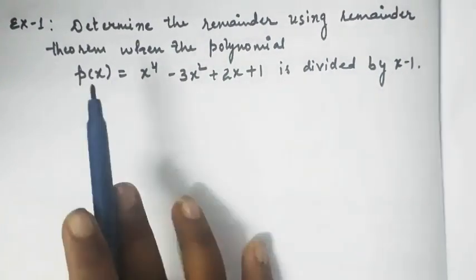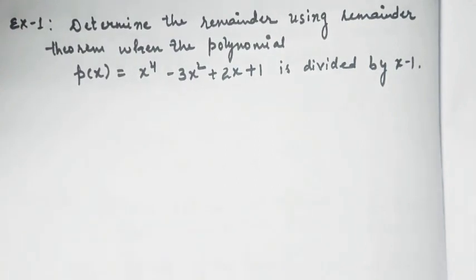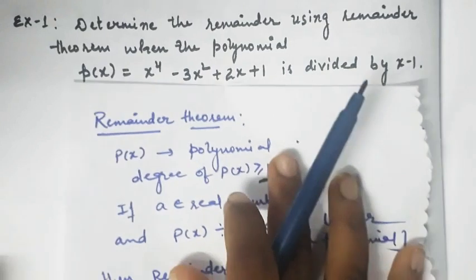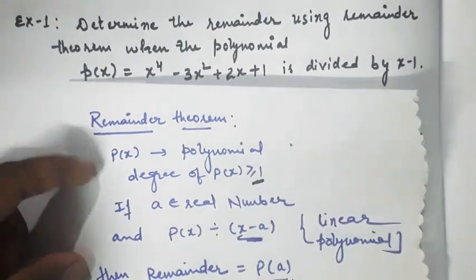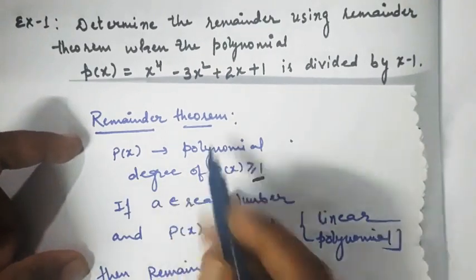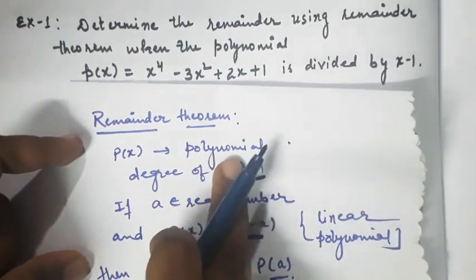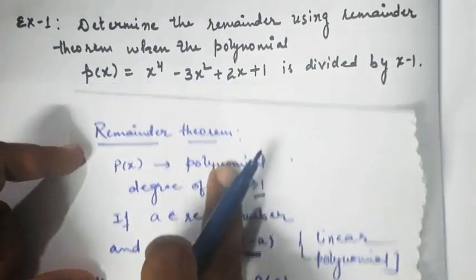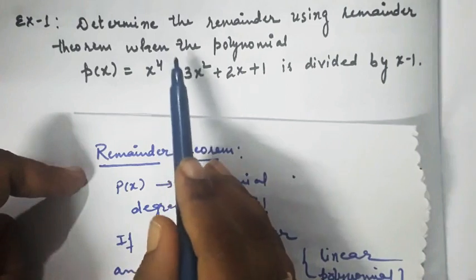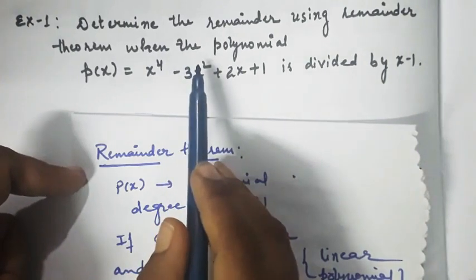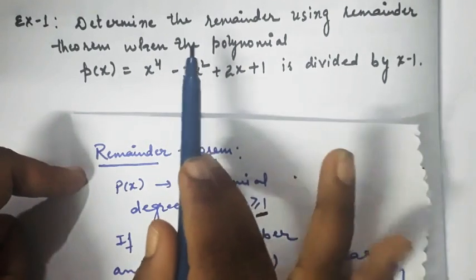Before going through the solution, I'm making you more clear about the remainder theorem. One condition of the remainder theorem is that the degree of the polynomial should be greater than or equal to 1. Here the degree of the polynomial is 4, which is greater than 1, so we can apply the remainder theorem as it satisfies the first condition.